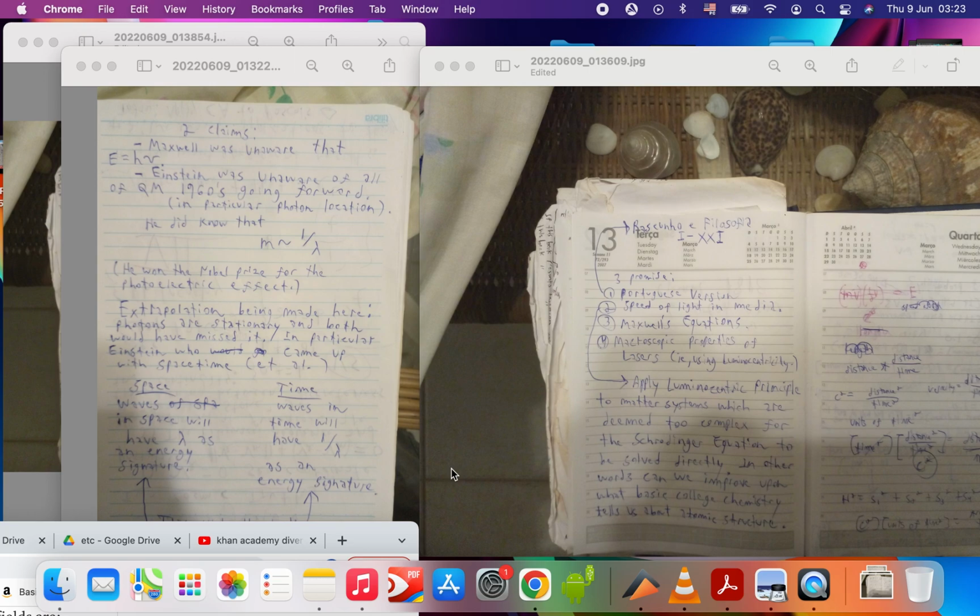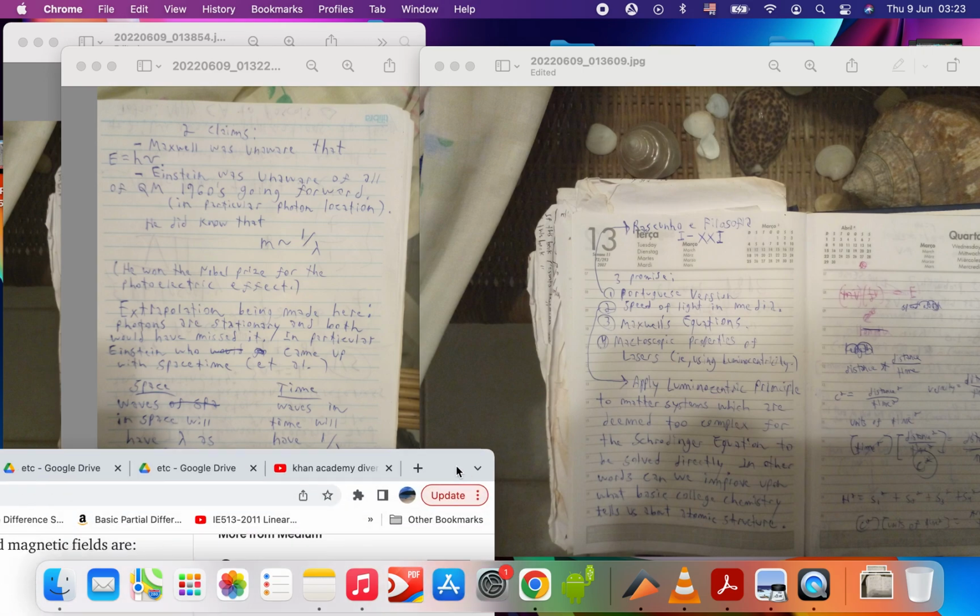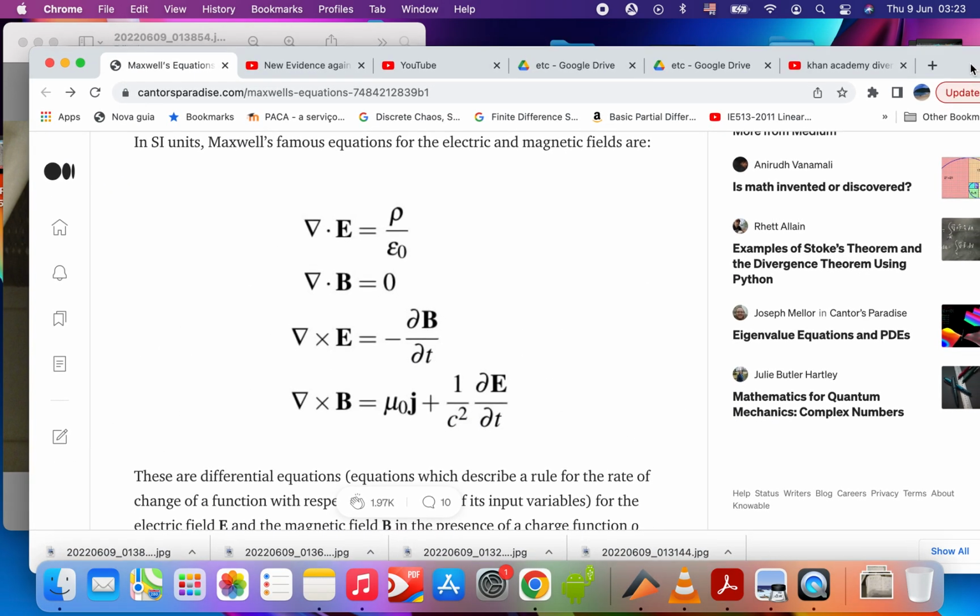Maxwell's equations is what we were on. I've had coffee, so maybe I can do this. Okay, let's start with the first one. The first one says that the divergence of the electric field is the charge density over this constant.